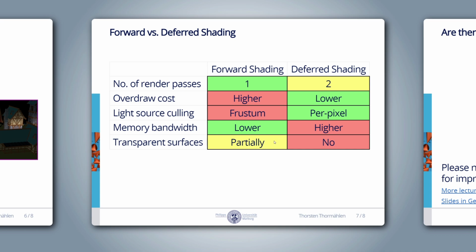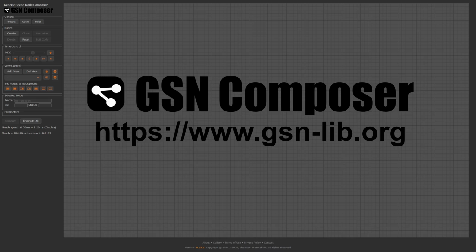Okay, this is the end of the theoretical part. We move on to the practical part and implement a deferred shading pipeline. We use the GSN Composer at gsn-lib.org as our shader editor. The GSN Composer is a web-based tool that I created especially for teaching shader programming. But you can use any other shader editor as well. We write pure OpenGL GLSL code that you can use anywhere.